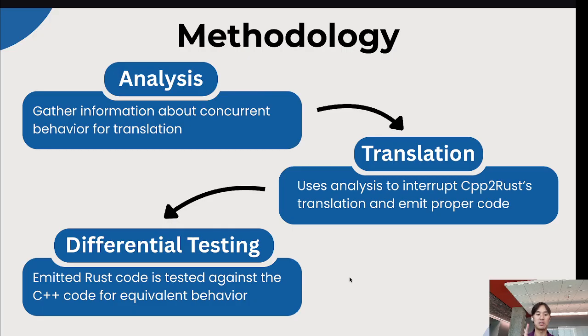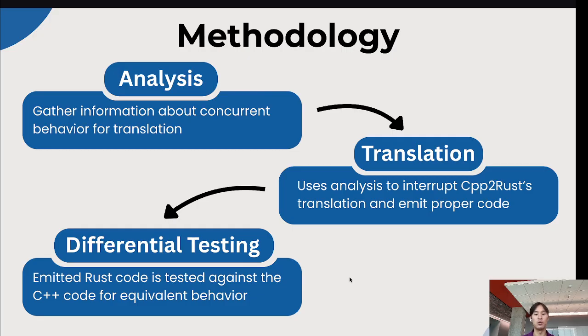First, we have analysis. Analysis is where we gather information about concurrent behavior for translation. This is important because while protected variables are not specified in C++, they must be specified and explicit in Rust. For example, if a variable is protected by a mutex in Rust, it must be initialized with that variable in mind. You can't just say later that, oh yeah, this mutex is going to protect it. No, it needs to protect it from the very beginning.